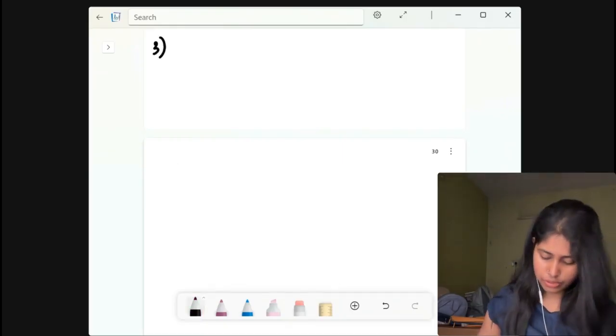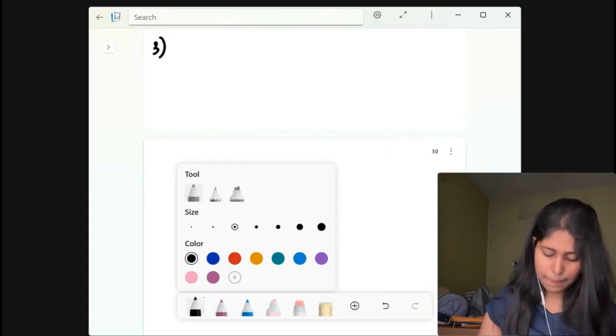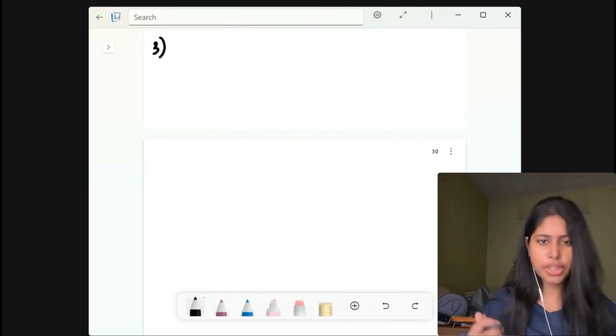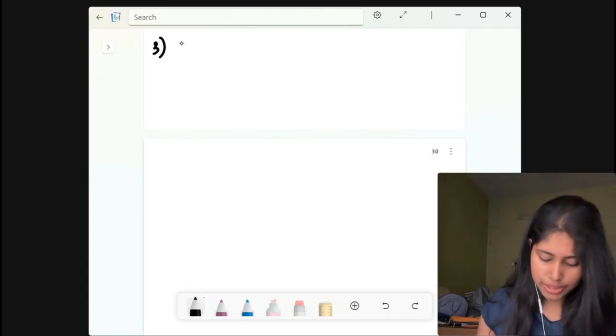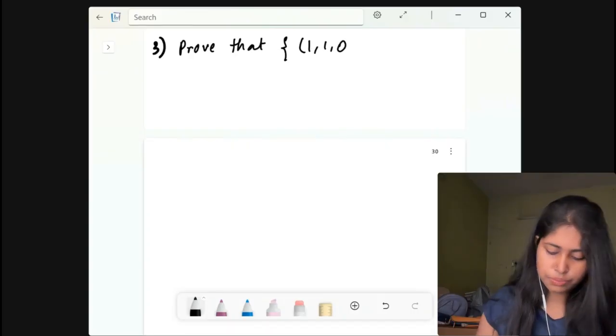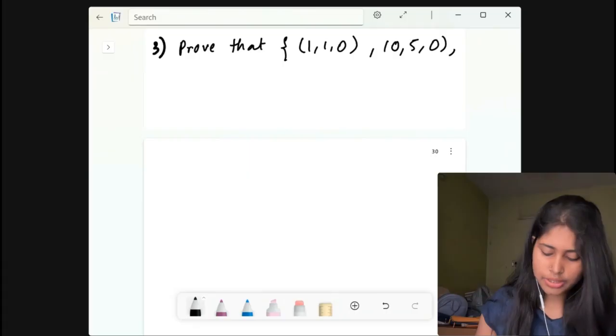Question number 3. Yes, this is better. So question number 3 is: prove that (1, 1, 0), (0, 5, 0), and (0, 0, 7) is linearly independent.